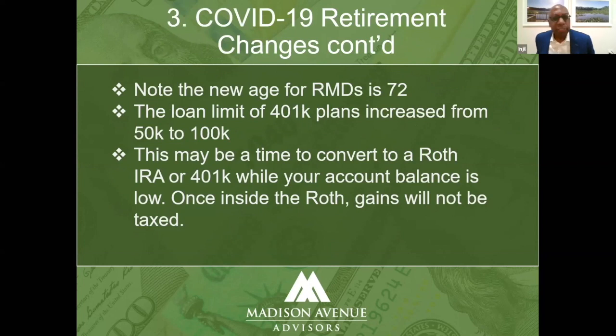We talked about this new age. Now, the new age of 72 is not a part of the CARES Act. It's a part of what's called the Secure Act, which came out in early January. Whole new deal. We can spend hours on that, and I'm running out of time now, so I'm gonna speed this up a little bit. 401k loans, you can take those out up to $100,000. Is this a good time to look at a Roth?